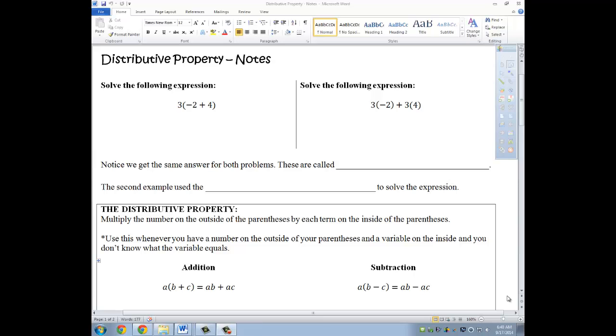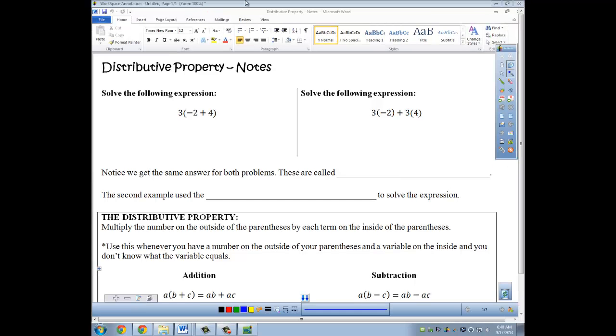Hey, today we're going to talk about the distributive property. It is a very important property when it comes to expressions and equations. It helps us simplify quite a bit, and there are a lot of problems that we can't do without it. So before we start, I'm just going to show you kind of why it works.